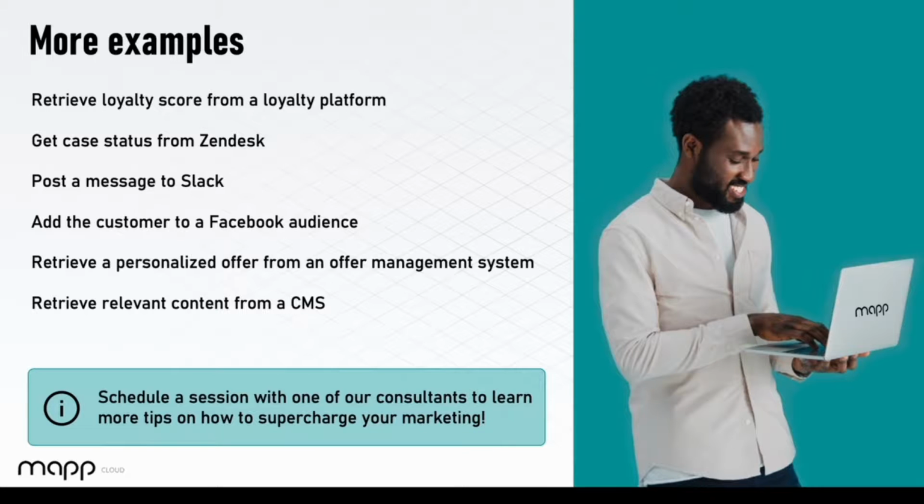The other things you can do is retrieve loyalty scores from the loyalty platforms and personalize them in email. Or you can get the case status from Zendesk to decide how to proceed with the message. Perhaps there's a complaint scenario right now. Or you can post a message to Slack to your team every time a significant order has been registered. You can also push an audience into Facebook if you'd like to retarget a particular individual, or you can retrieve personalized offers from an offer management system if there is an offer that's stored for that individual customer, or even retrieve relevant content from a CMS.